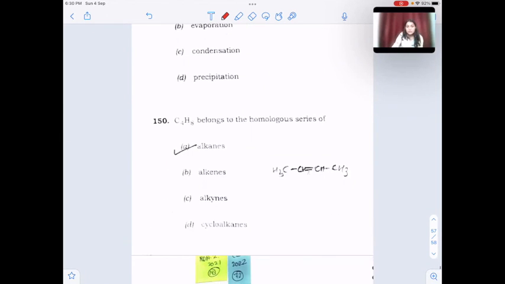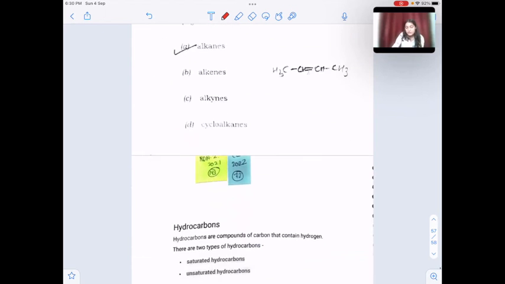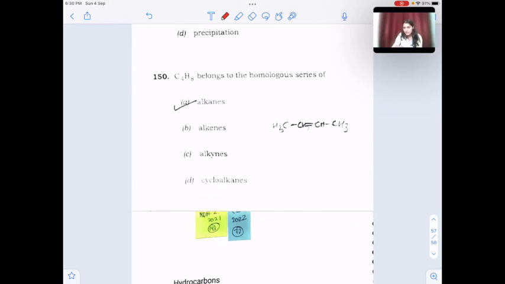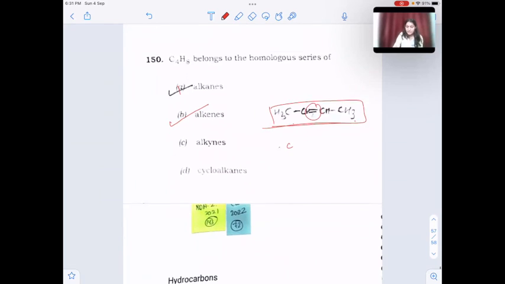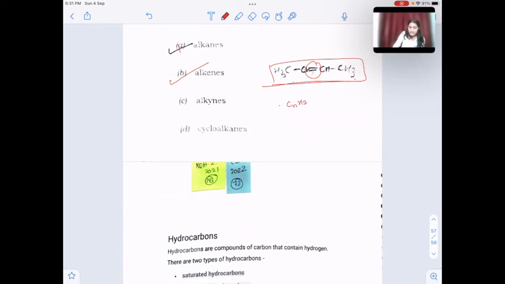C4H8 belongs to the homologous series of? So for this, you need to know about alkanes, alkenes, and alkynes and their formulas. But you can just draw a simple diagram also. So here it is given. Okay, so it belongs to. Okay, it contains a double bond, so it's not an alkane, it's an alkene. It belongs to the alkene homologous series. The formula for alkene is CnH2n.